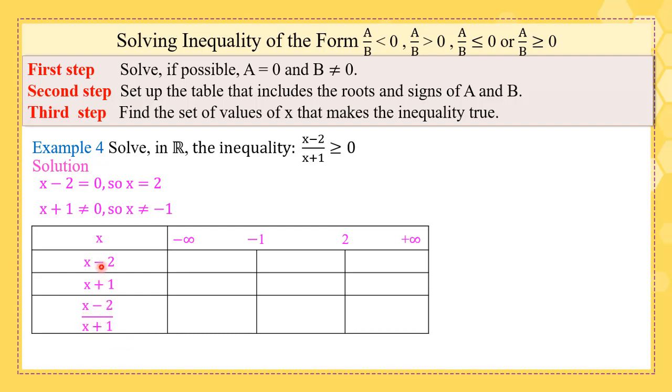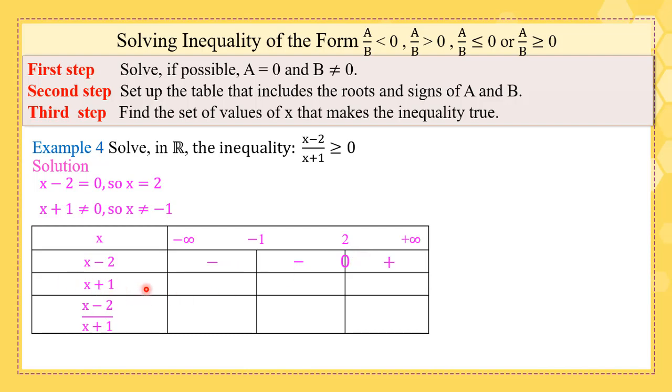Here, x minus 2 is 0 at x equal to 2. Before the root, we have the opposite sign of a, which is 1, positive. Opposite sign is negative. After the root, the same sign as a, so we have a positive sign.